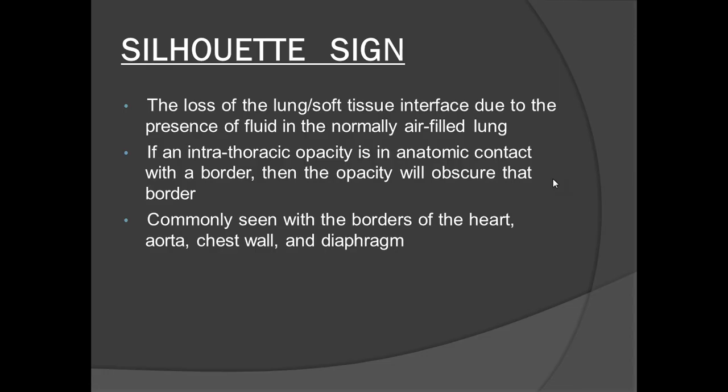Then the silhouette sign, a very important sign. Normally there is a contrast between the air-filled lung and adjacent soft tissues like the heart and left hemidiaphragm. When air is replaced by abnormal fluid, pus cells or inflammatory exudates, this interface is lost. So it is represented as the silhouette sign, and it's a very handy sign for localization of pneumonia.